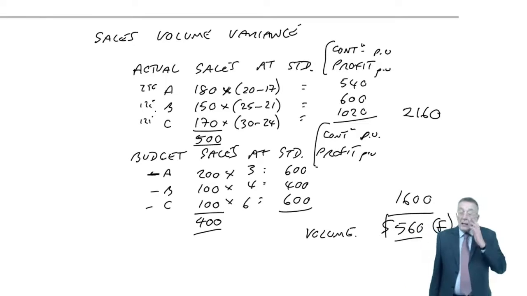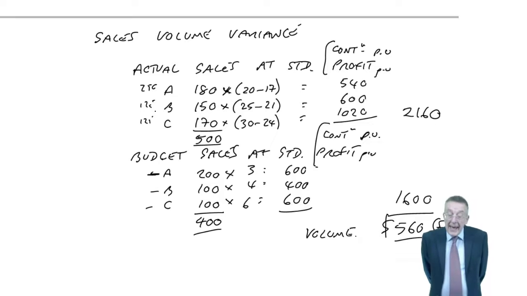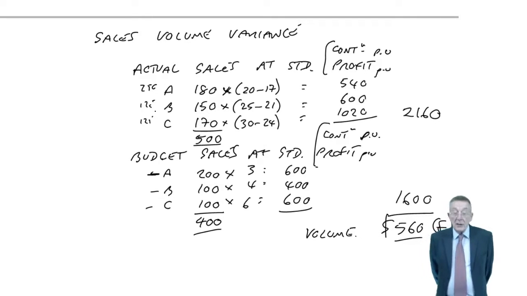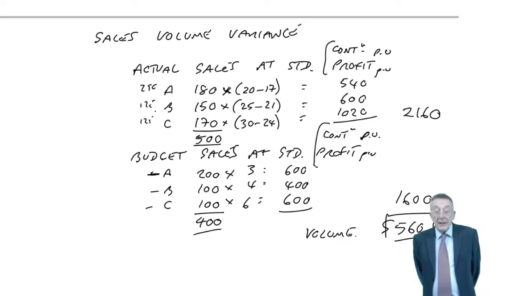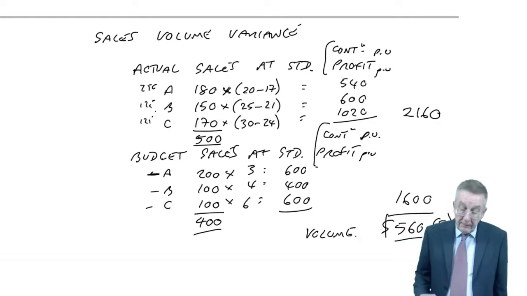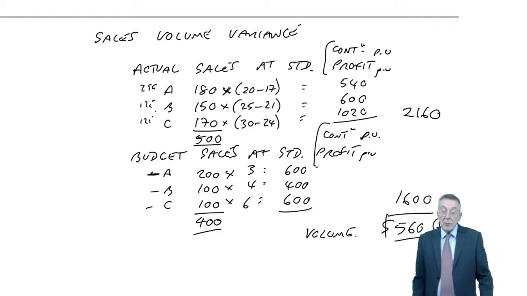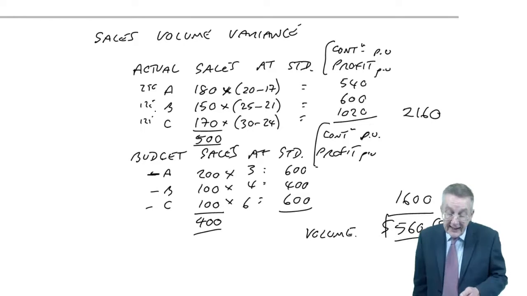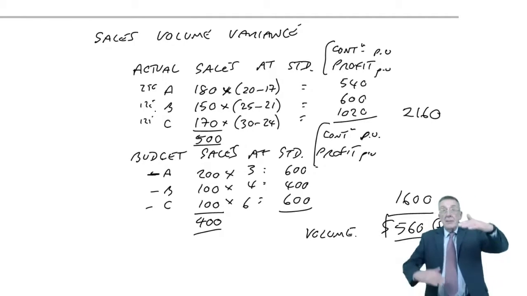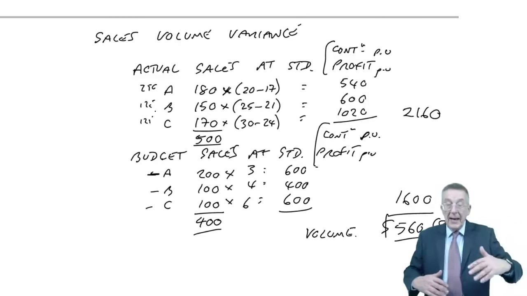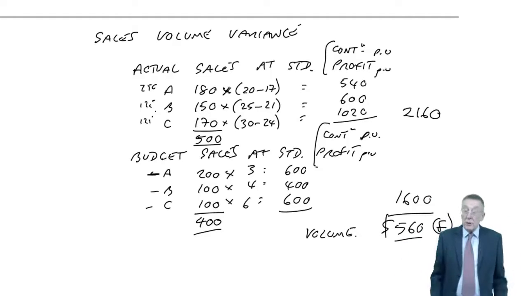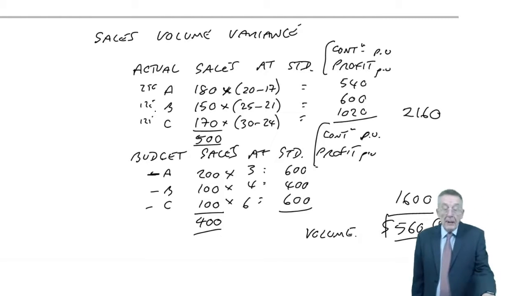And what's happened? Overall, we've sold a lot more, but A is now a smaller proportion of the total. B and C, in fact, are a higher proportion of the total. And that's going to affect us, because with A's we're only making $3 profit, C's are making $6 profit. And so if it mixes differently and you sell fewer A's and more C's, that'll give you more profit as well. So we're going to break that down.